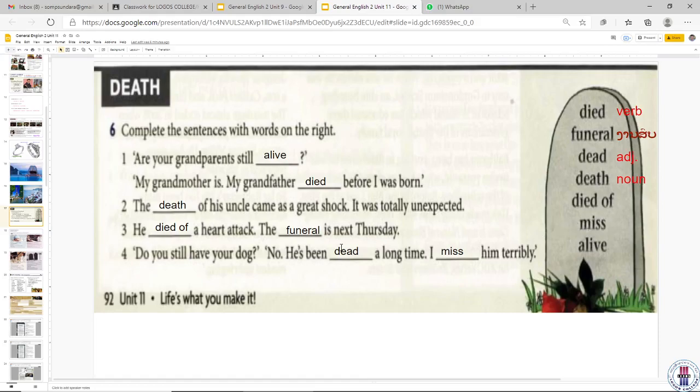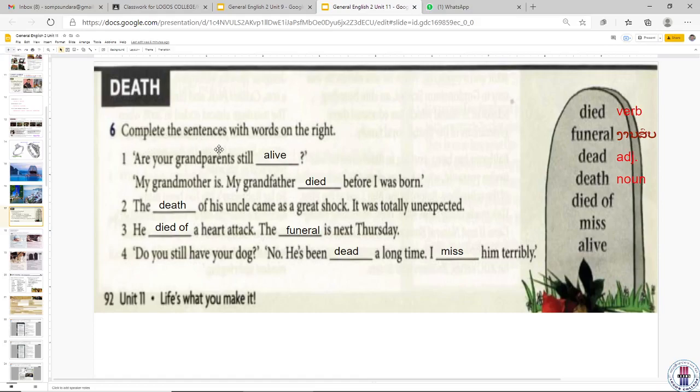Miss, to miss somebody. Like if you're homesick, you miss your family, you miss your friends. If you miss your boyfriend or girlfriend, you say, I miss you. And then the word alive means you're not dead. The opposite of dead is alive.